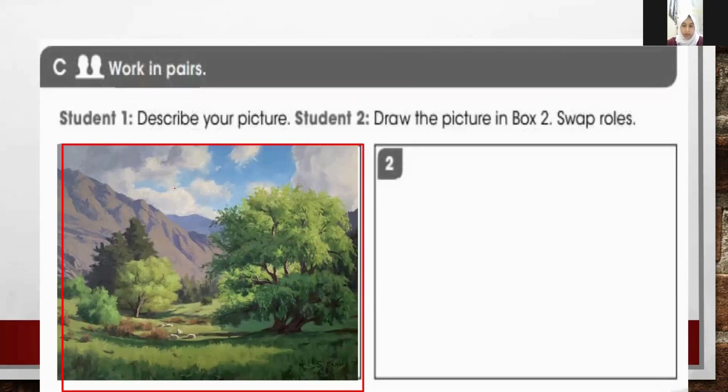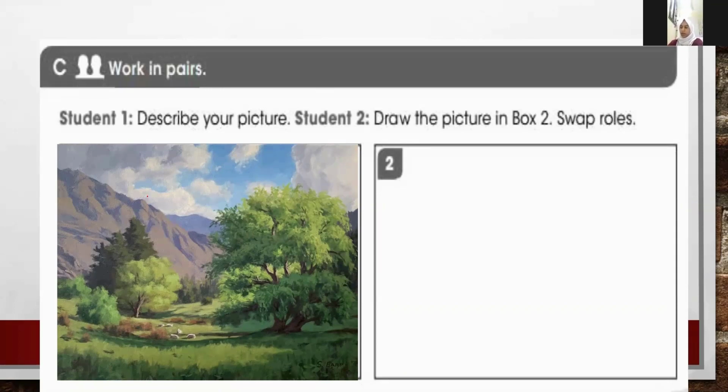For example, look here. Student one, describe your picture. Student two, draw the picture in box two and swap roles. Now I need two students. Serene and Fatima, I want you to draw something like this.